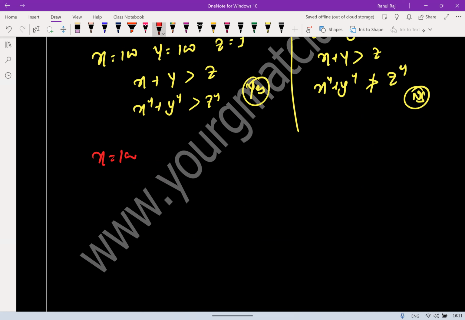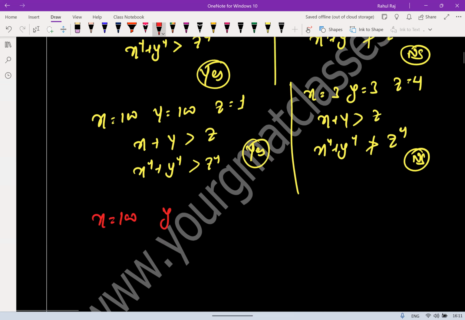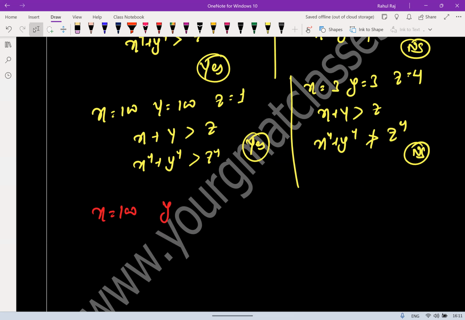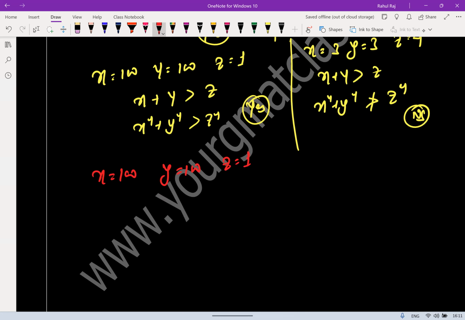Imagine now A is not sufficient, B is not sufficient. I'm trying to combine now. x is equal to 100, y is equal to 100, z is equal to 1. So that means statement number 1 suffices, x square plus y square greater than z square. Statement number 2 suffices, x plus y greater than z. My question suffices, x to the power 4 plus y to the power 4 is greater than z to the power 4. I have a yes situation.